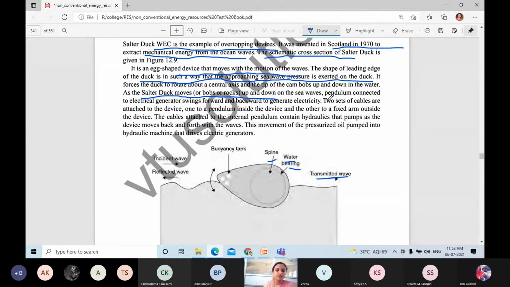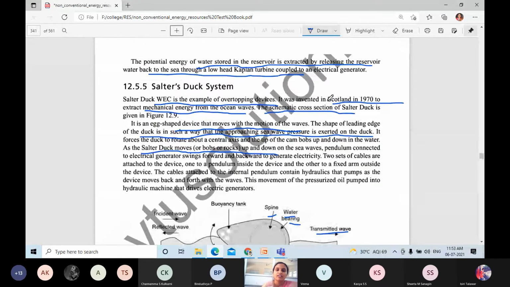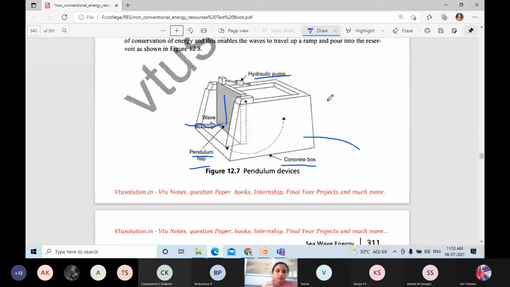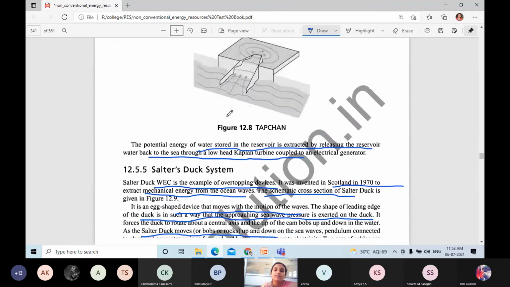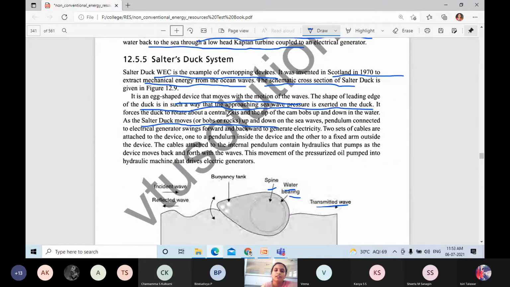Pendulum, for example, if it is a box, this side is the pendulum. This is the pendulum flap. It will move forward and backward, and due to that only electricity is produced. That is what they are saying. Even the Salter's duct has a pendulum. Due to the up and down motion, the pendulum will move forward and backward, and due to that, it generates electricity.